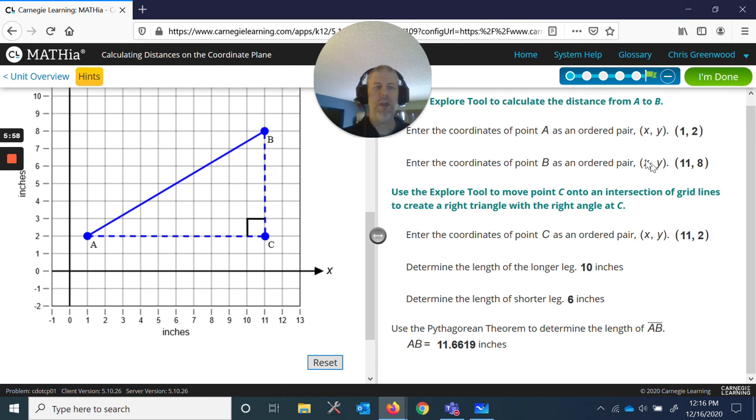Key points: make sure you do coordinates for A and B, x first, y second. So go left and right first, up and down second. Remember to put them in parentheses. For point C, remember to make the right angle and have the point for C be on the gray grid lines so you can easily count where that point is. To find the lengths, you can subtract the x's and subtract the y's for whichever one is longer and shorter, or you can count the boxes, whatever works best. And then use the Pythagorean theorem, a squared plus b squared equals c squared, to find the length of your segment.